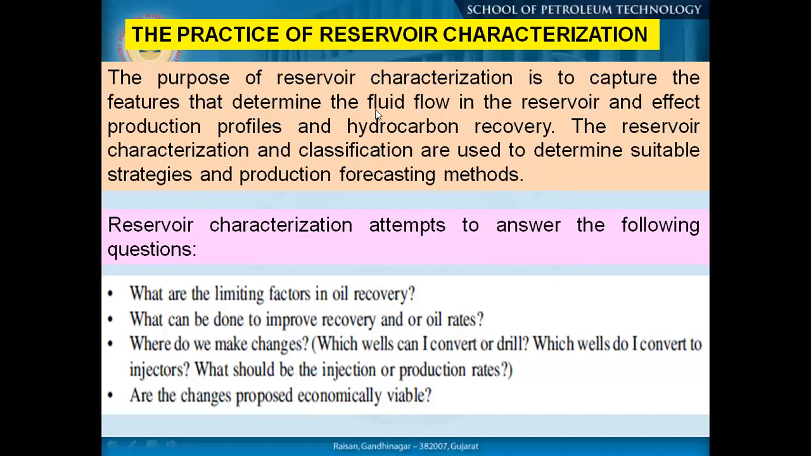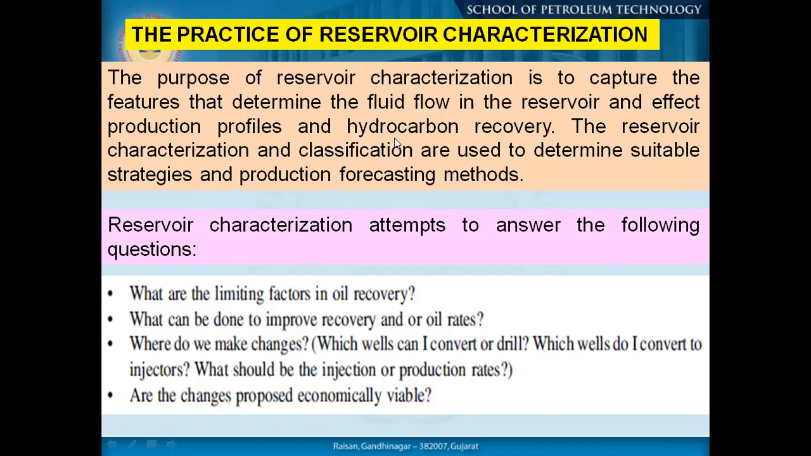So the purpose of reservoir characterization is to capture the features that determine the fluid flow in the reservoir and affect production profile and hydrocarbon recovery. That means initially we may have very limited data, but as time progresses during the production, or as we do a lot more activity during data acquisition, with time we try to understand the reservoir in a much better way with the help of the new data.